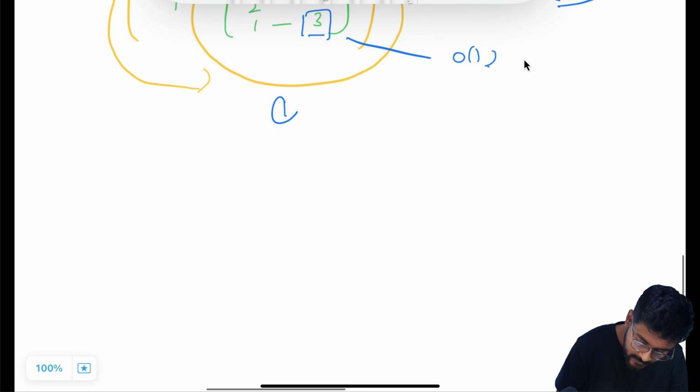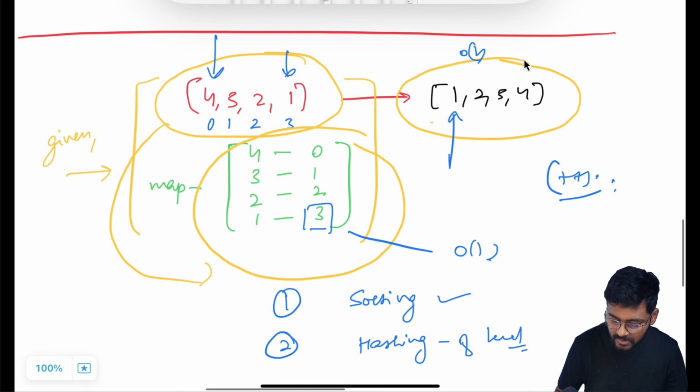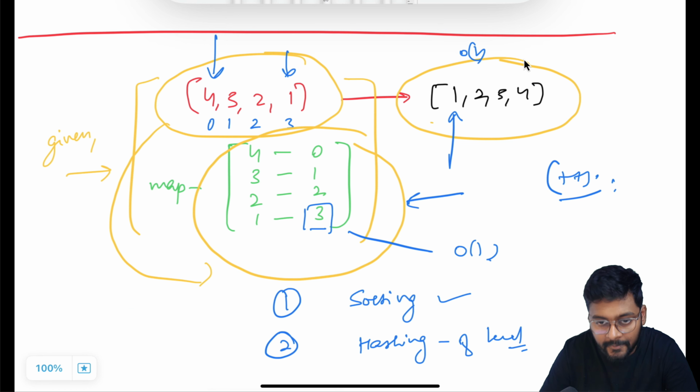So first step is sorting of the level. Second step is hashing of the level. Just maintain the hash map of the level. This hash map is helping us to find the index in order of 1 time.